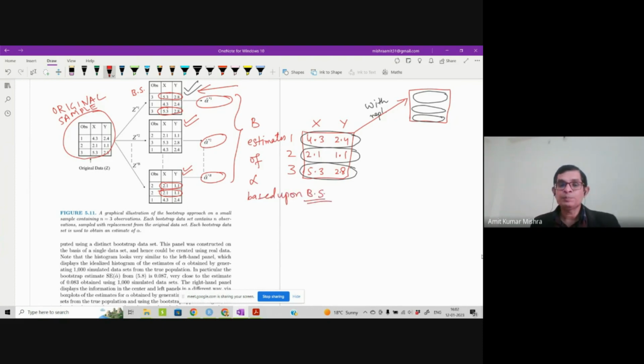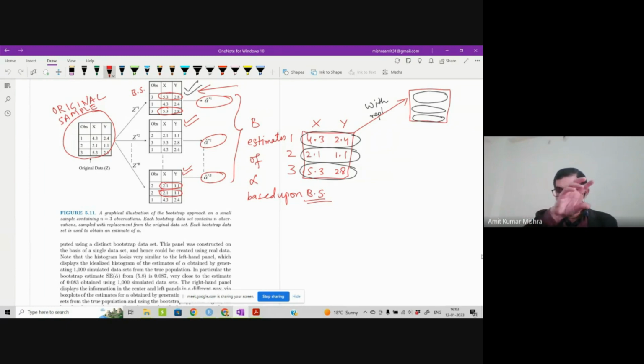bootstrap samples. Okay, that means we are not finding the samples from the original population. We have just taken one sample from the original population, and from that one sample we are resampling with replacement of the same size, and from that resampled data, that means the bootstrap samples, we are actually finding the test statistic or the statistics in which we are interested. So here we are interested in alpha, so we are calculating the alpha.